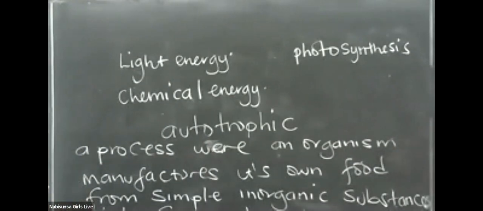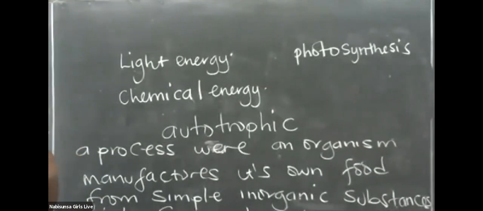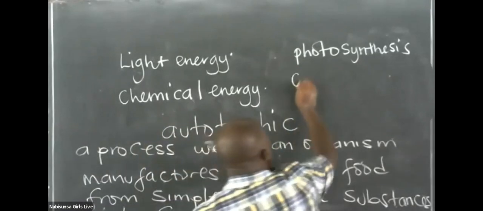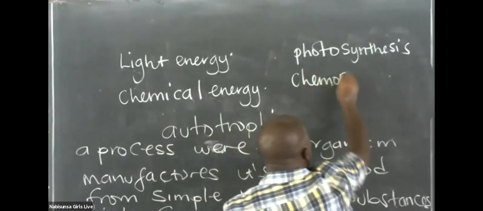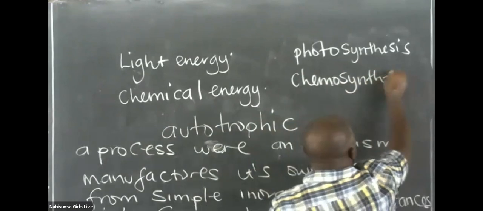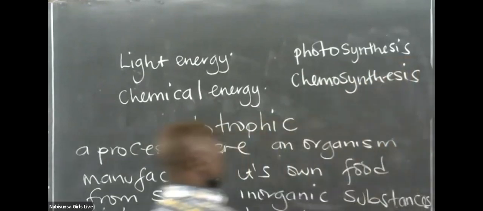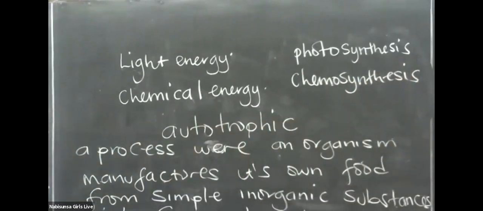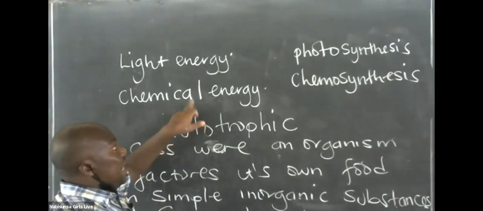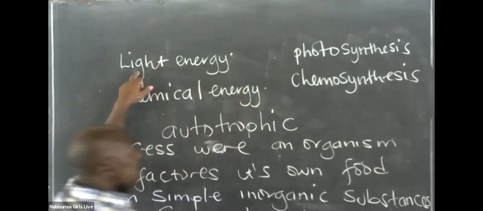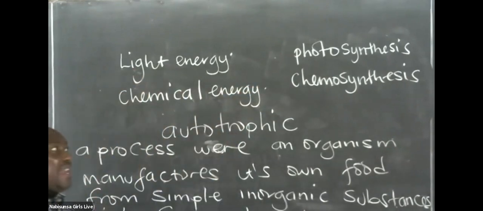And if they are utilizing chemical energy, that means if they cannot utilize the sunlight energy and they break down the chemical compounds to obtain energy, we shall be referring to that process as chemosynthesis. Chemo coming from the chemical energy, and I said photo coming from the word light. You're getting it?